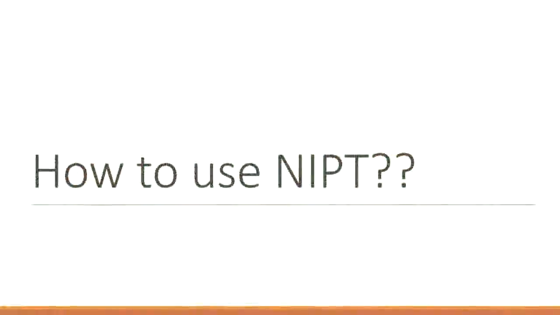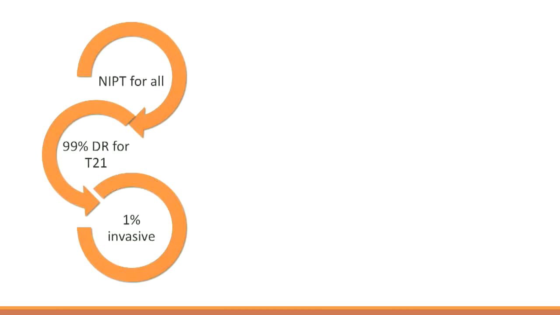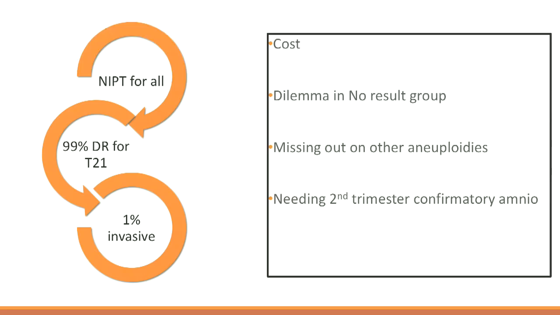So, how do we use NIPT? Now, the option that has already been discussed is to use NIPT for all, and as I have already shown you, that cannot be done basically because you miss out on other aneuploidies, and when you have no result, you are stuck. What do you do? You go ahead and do an invasive test and increase the false positive rate, or then you do an inferior test. So, you cannot do NIPT for all because of these arguments against them.